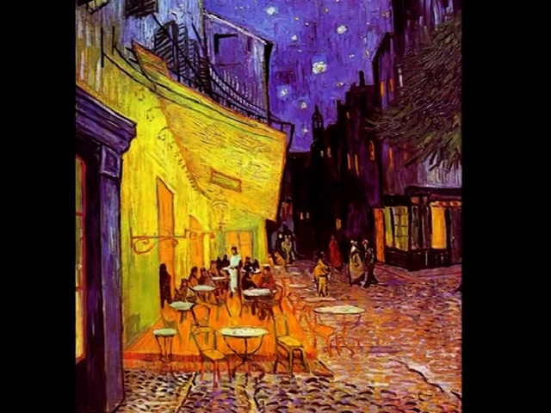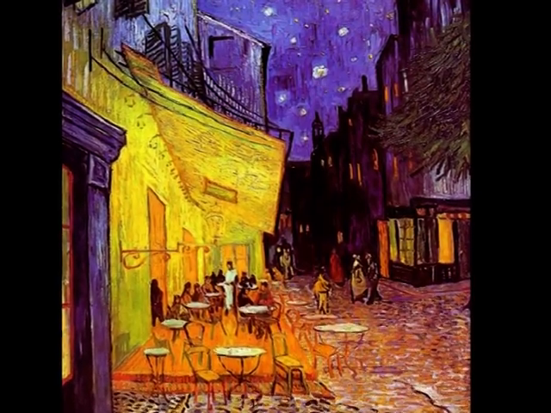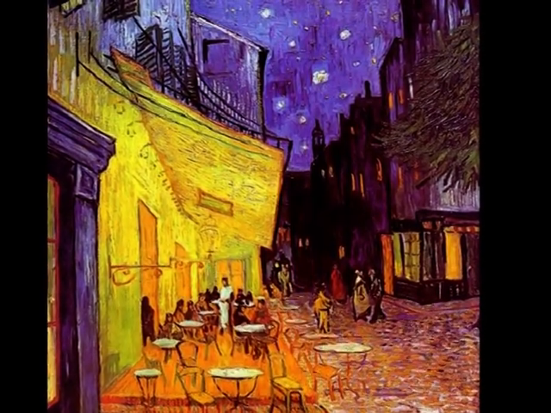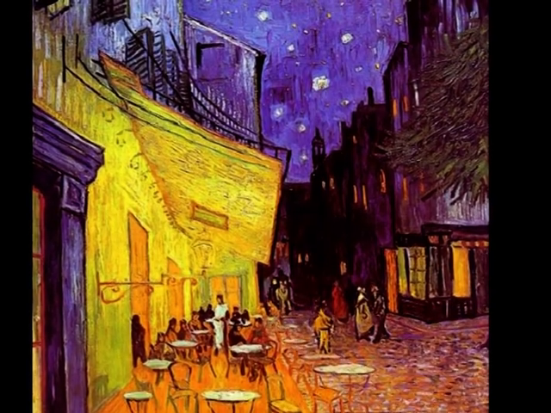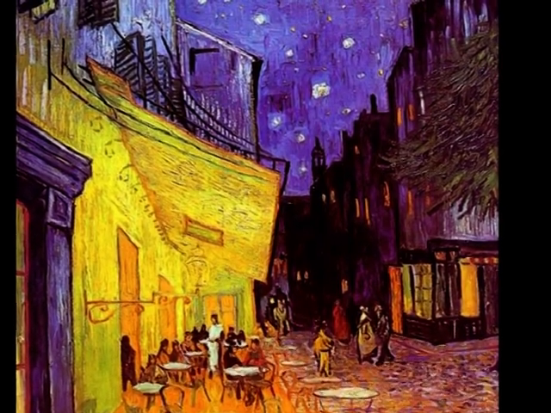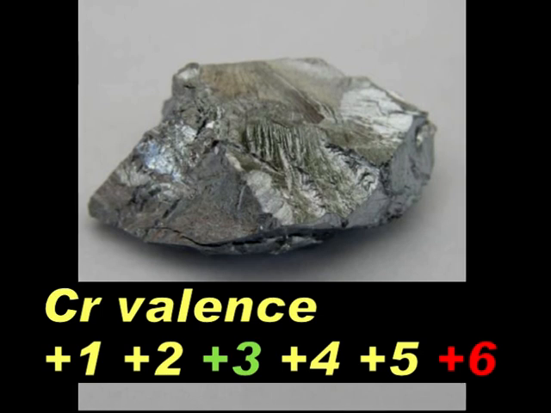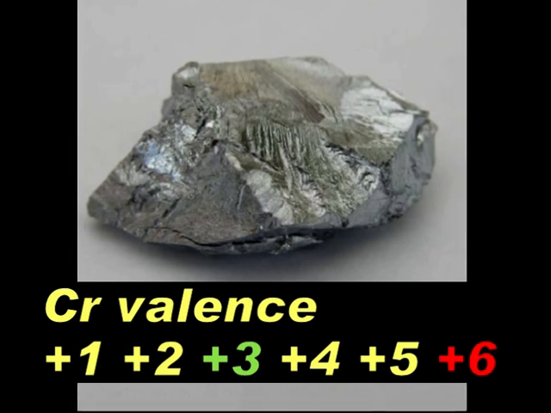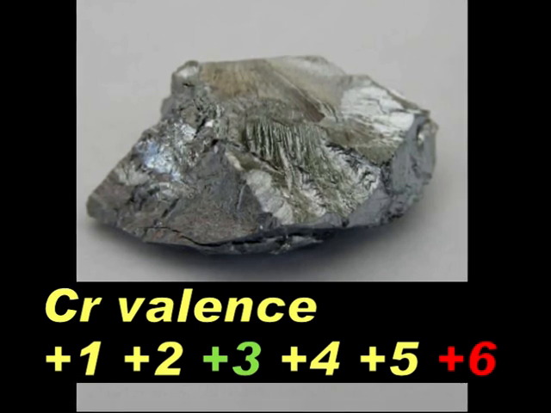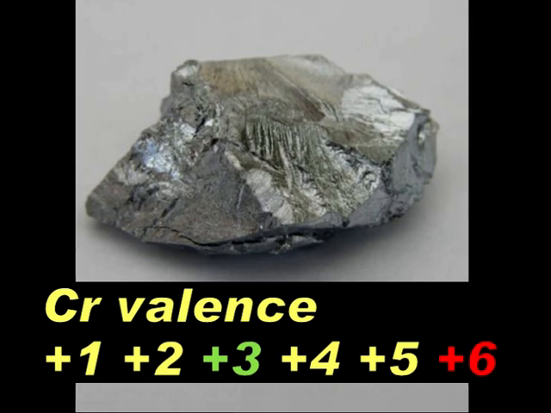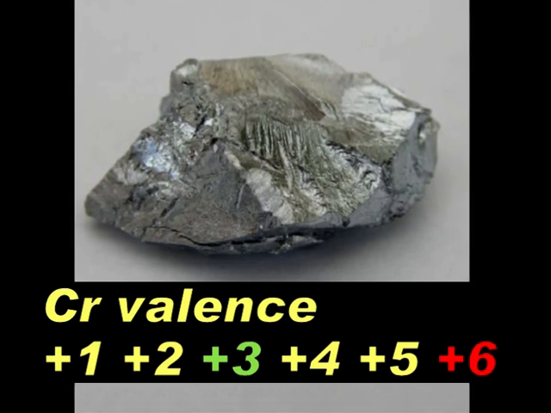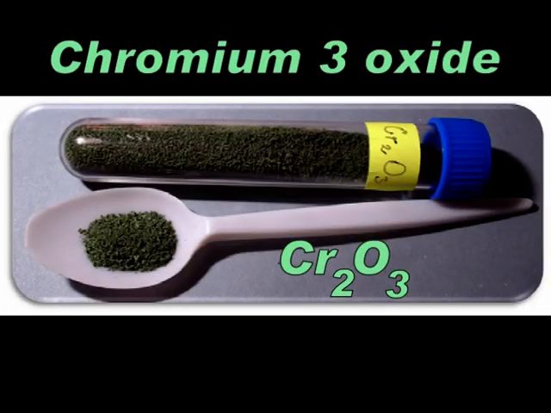This particular chemical can be purified to a brilliant yellow pigment used by painters such as Van Gogh and called chrome yellow. Chromium presents a range of colourful compounds and a wide range of valencies. 3 is its most stable valence and 6 is its most reactive valence.